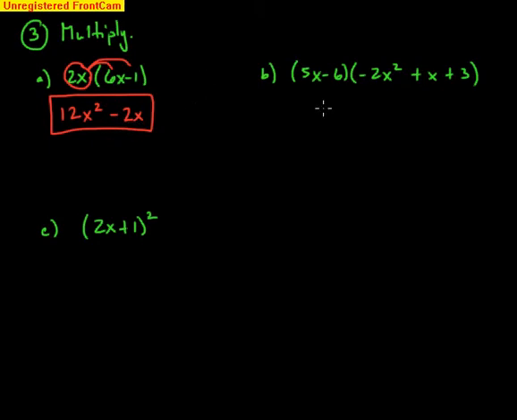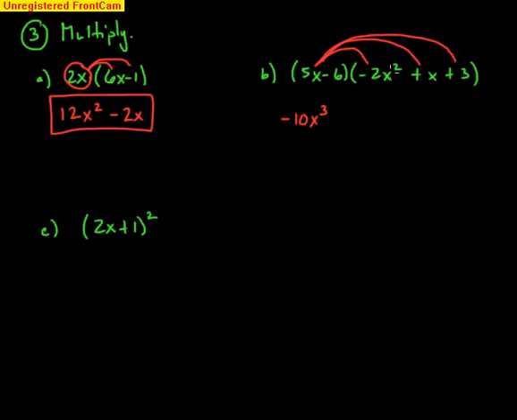Okay, next, problem B. So we have a binomial, 5x minus 6, 2 terms, times a trinomial, 3 terms, negative 2x squared plus x plus 3. So first we take the 5x, and it goes once, twice, 3 times, to everything in the second parenthesis. So it's all multiplications. 5x times negative 2x squared. That's negative 10x cubed. 5 times negative 2 is negative 10, x cubed.